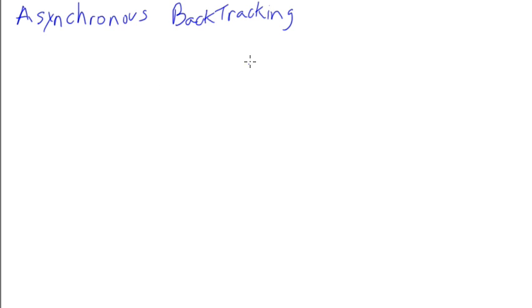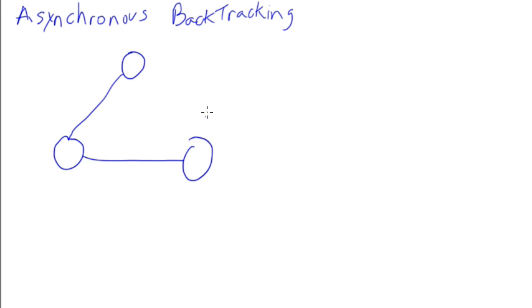Okay, let's talk about the asynchronous backtracking algorithm. This is another way of finding a solution to a constraint satisfaction problem. I'm going to put a little example here. We're going to be using graph coloring as our example.